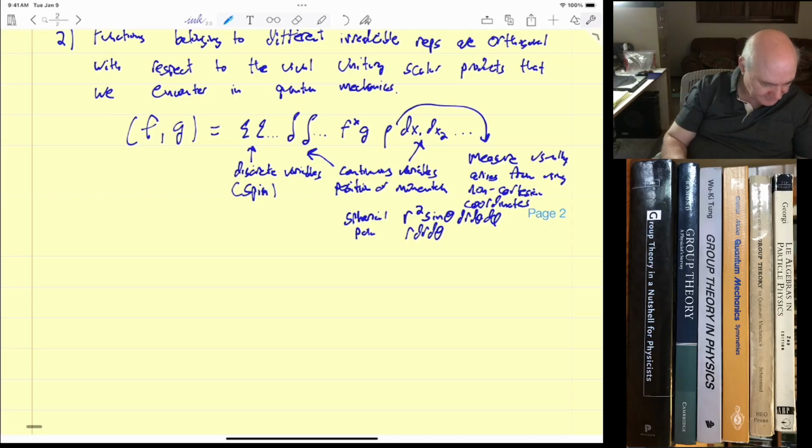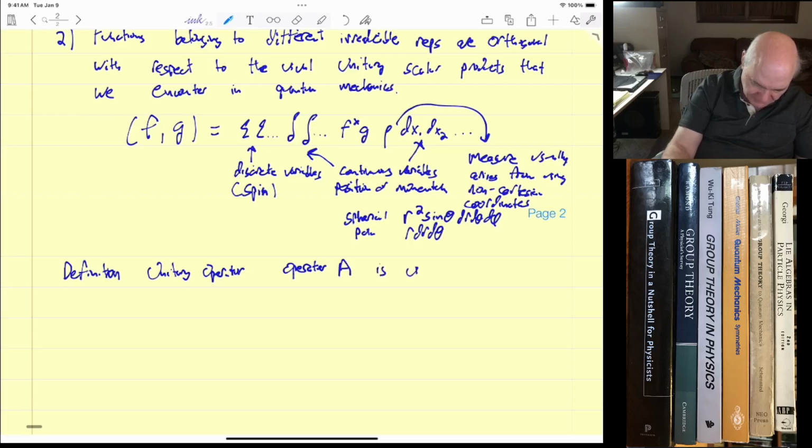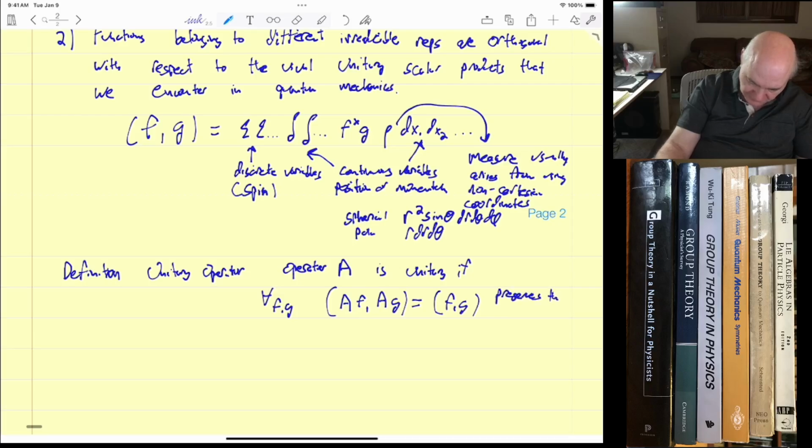We'll discuss that. So I also want to define, I probably defined it before, but I'll do it again, unitary operator. So an operator A is unitary if for all vectors or functions, whatever you're working with, (Af, Ag) is equal to (f, g). So it just preserves the scalar product.